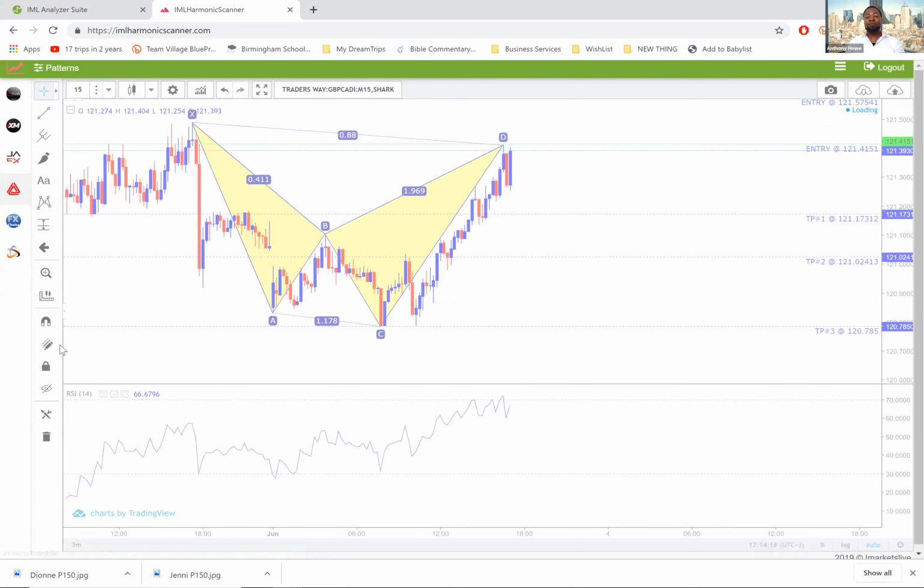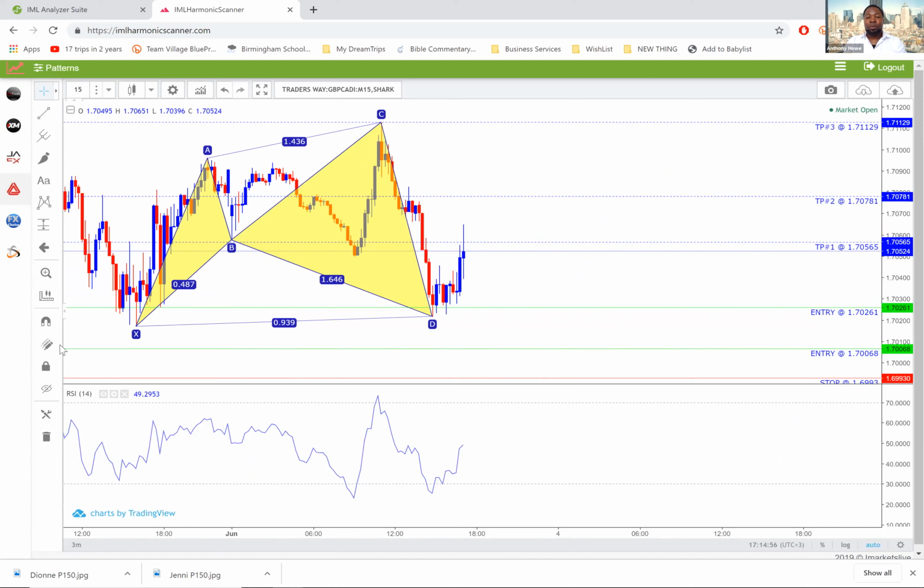Is it a buy or a sell prediction? And is it ready for us to take advantage of and make money? So I'm going to give you a few seconds, look at the screen, analyze it. Is it a buy or a sell? And is it ready to enter now?